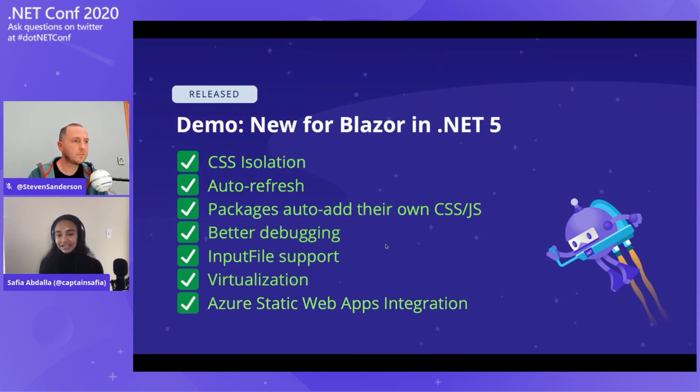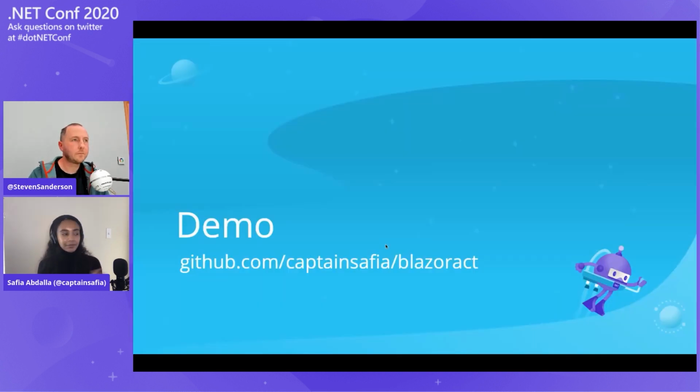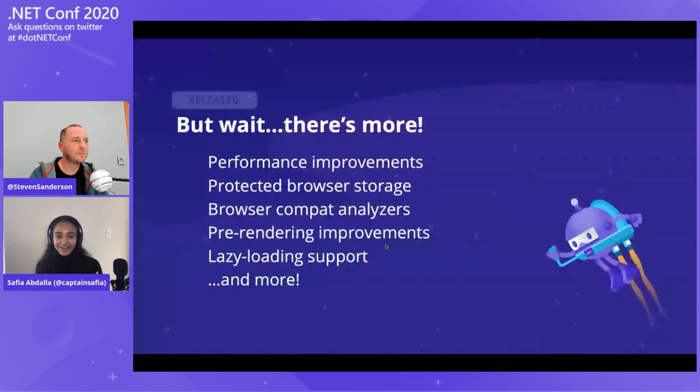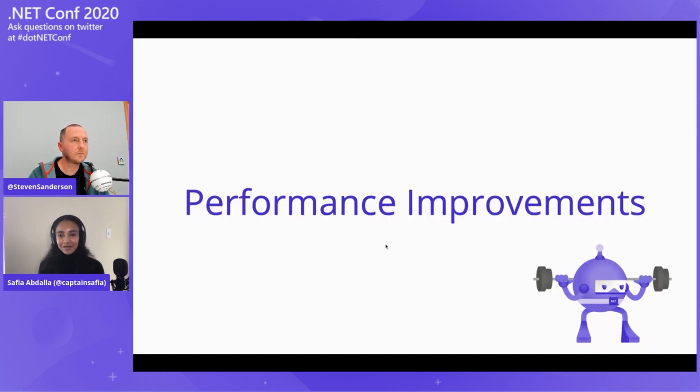Now, if you're excited about some of the things that we've demoed in this application, you can check out the demo code for the app at this GitHub URL. You'll see all of the features that Steve and I demoed and a little bit more. Speaking of a little bit more, we're not quite done yet. There's tons of other features and improvements and bug fixes that we've shipped in Blazor with .NET 5. And I want to get started by handing it over to Steve to talk about performance improvements.